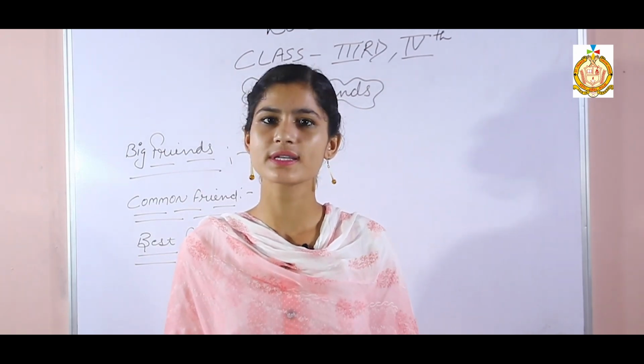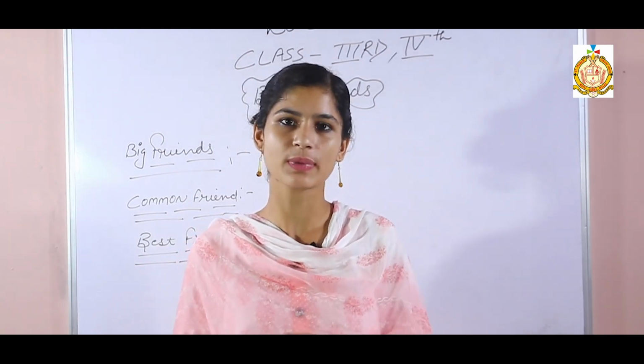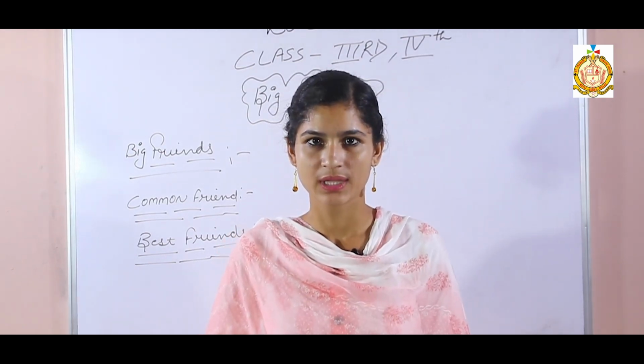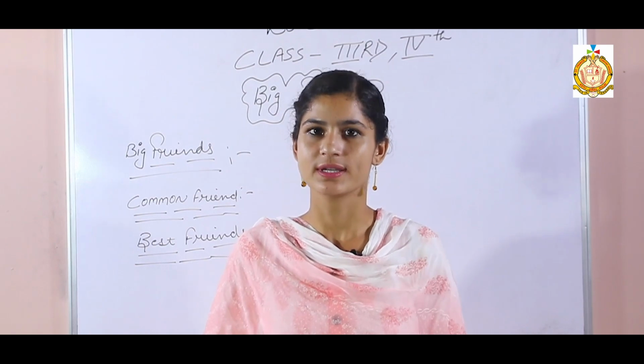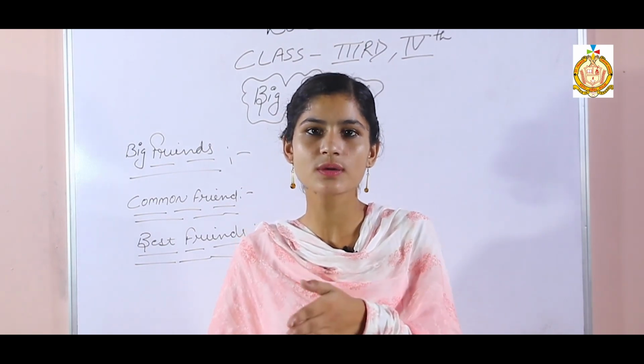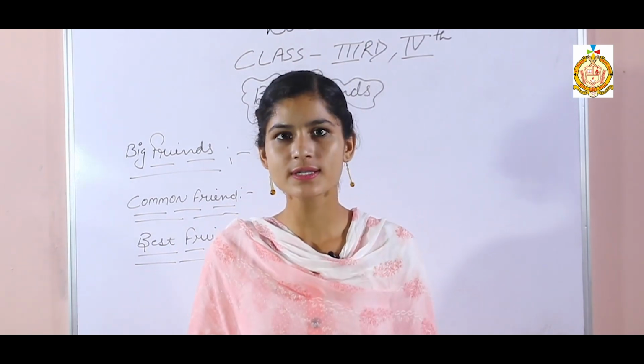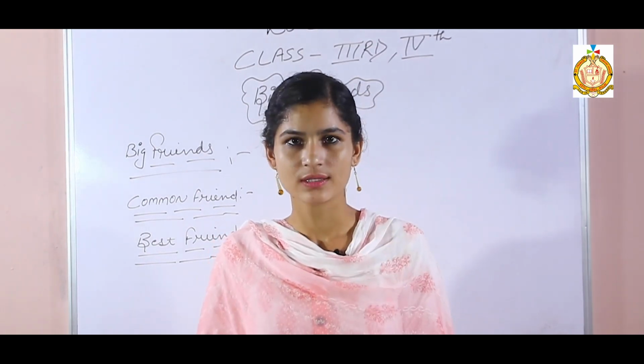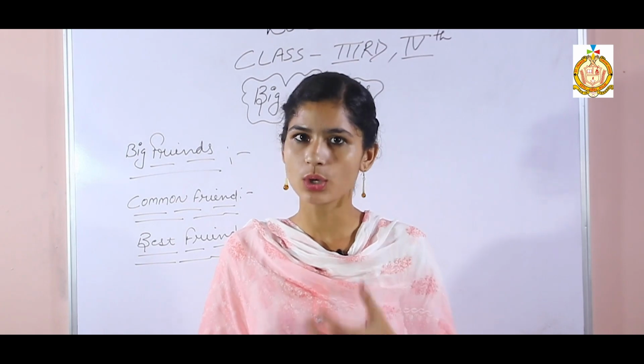So what are big friends, or which numbers are known as big friends? Numbers that come under 10. Earlier we did small friends. Small friends are those which come under 5. Now big friends, so the numbers that come under 10. Under 10 means below 10.